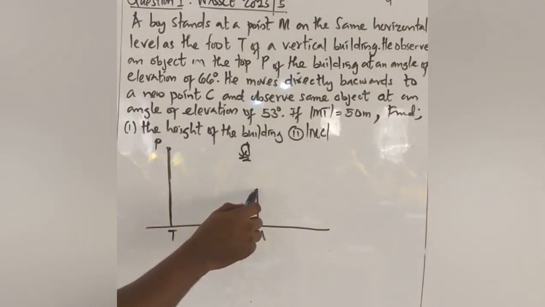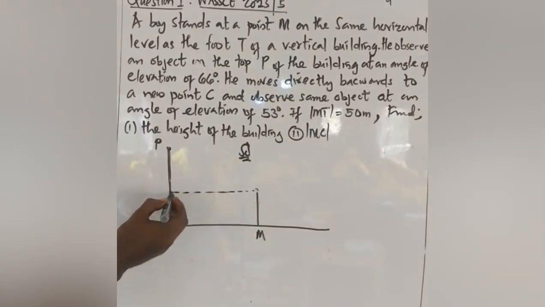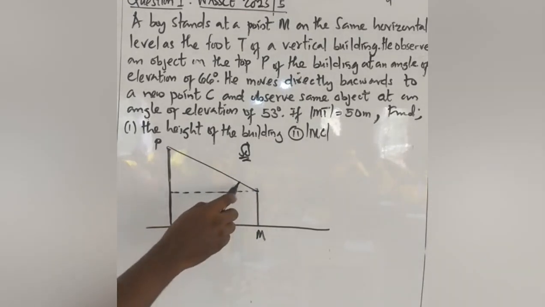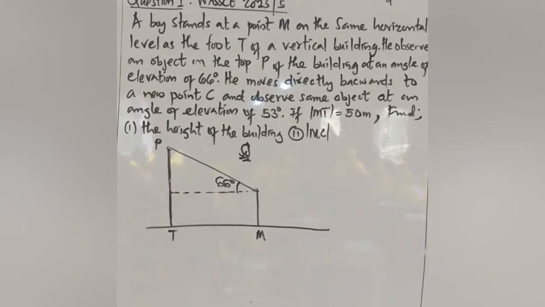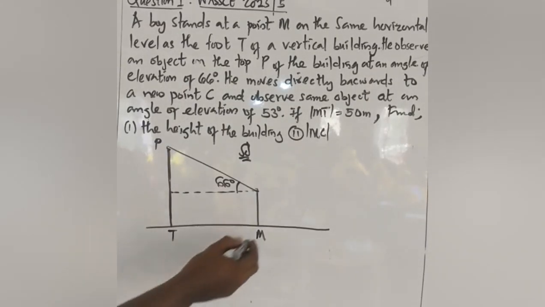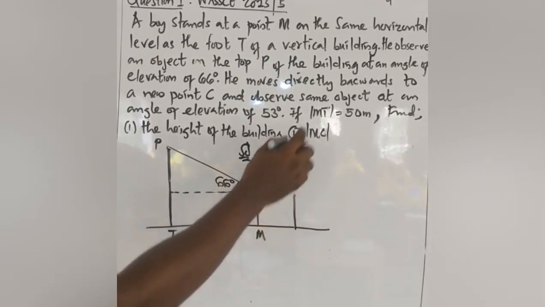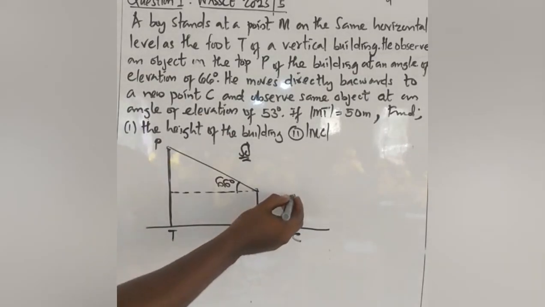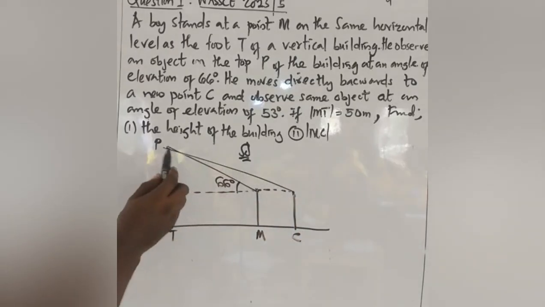So let's say this is the boy's eyesight. This is the level of the boy's eyesight. He observes this top to be at an elevation of 66 degrees. He moves directly backwards. So what was at M before, they moved to a point C and observe the same object at the top.